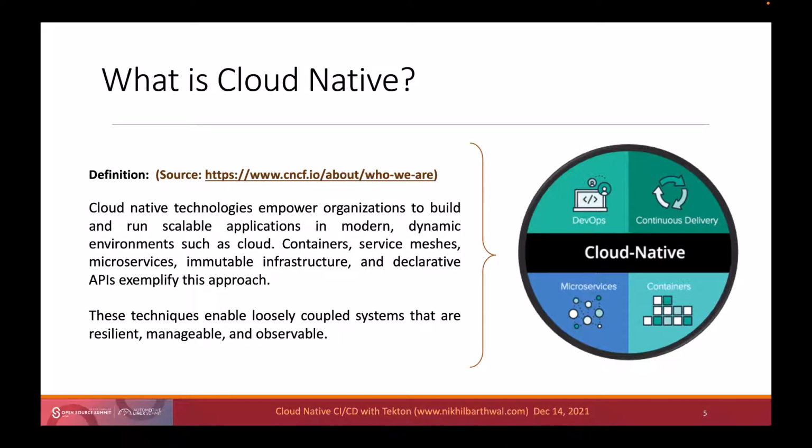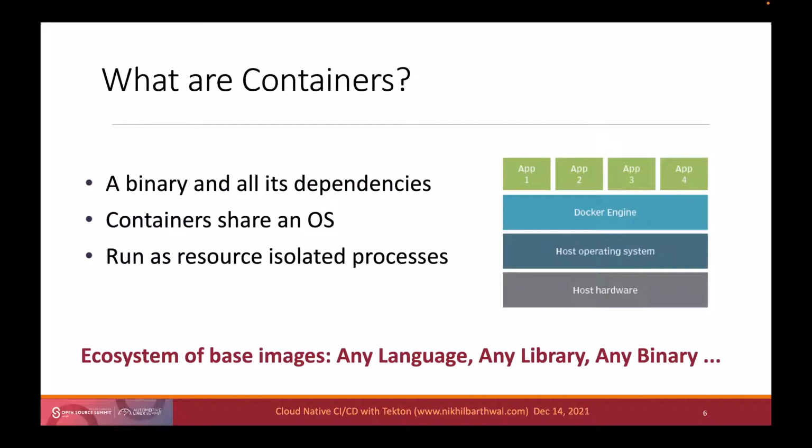Now, we have talked about containers. So let's discuss what containers are. Essentially, a container is a binary with all its dependencies, right? And it shares the operating system and it runs as an isolated process. So there's a whole lot of base systems, any language, any library, any binary, etc. Now, what is it that is specific about containers? Like why we had an old system where we could just build an artifact locally and then test it, it works, deployed. What is it that containers really bring to the table?